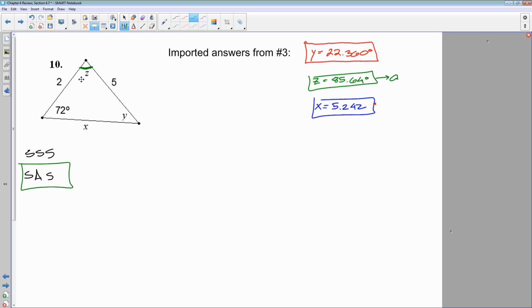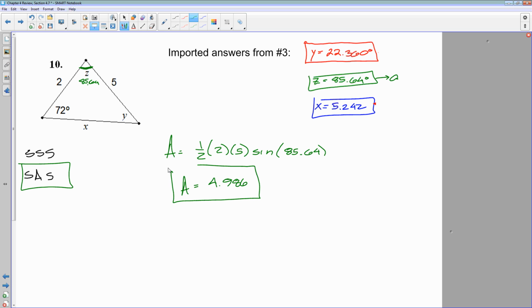And when you have side-angle-side, this is 85.64. Your area for side-angle-side is real simple. It's 1/2 A times B, which in this case is 2 and 5, times the sine of the angle between them, 85.64, and we will simply throw this in the calculator. And throw it in the calculator, and you get 4.986 for your answer for number 10.